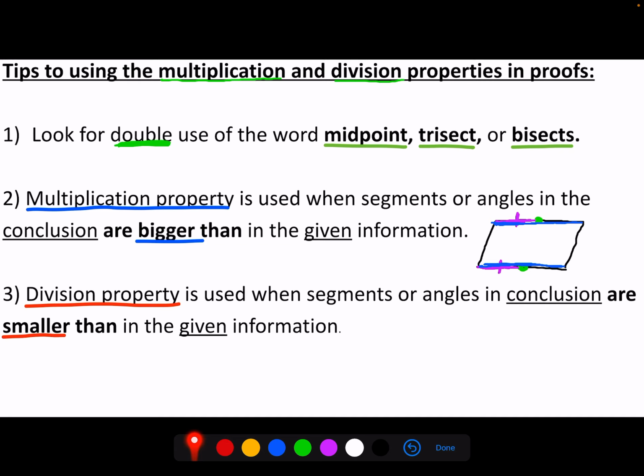So if we think about this, they gave me shorter segments. They're not as long in length. So I'm going from a small segment to a large segment. I'm trying to prove a large segment. So therefore, this would be the multiplication property.